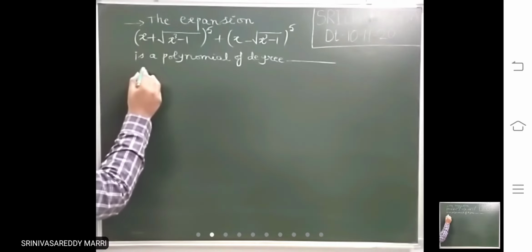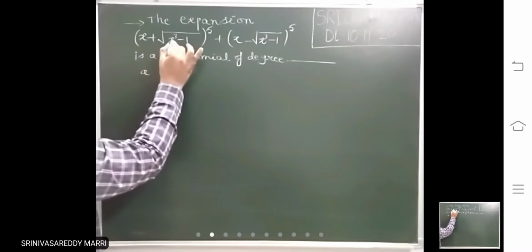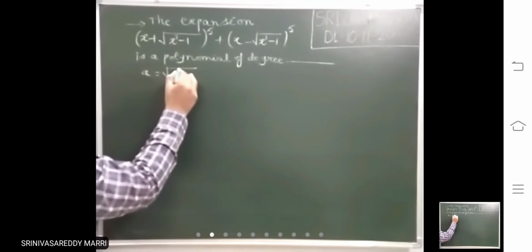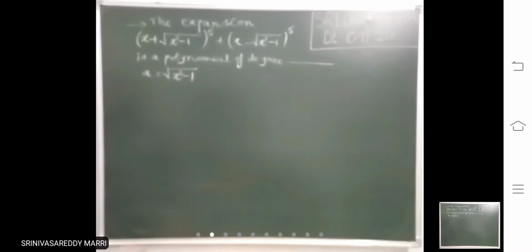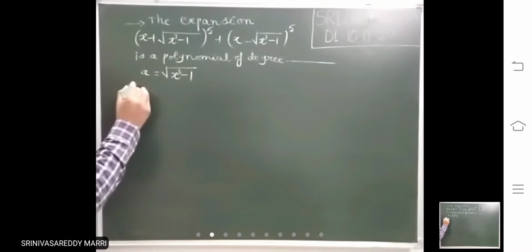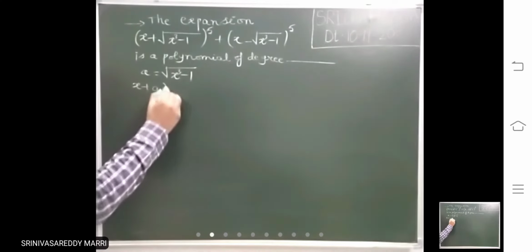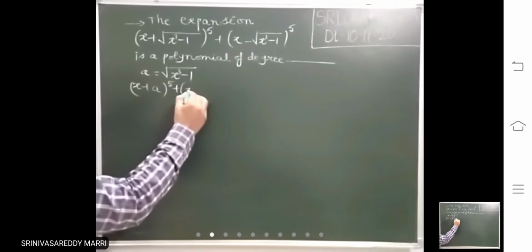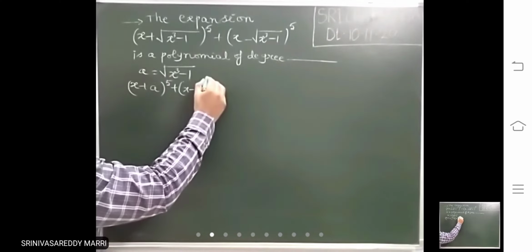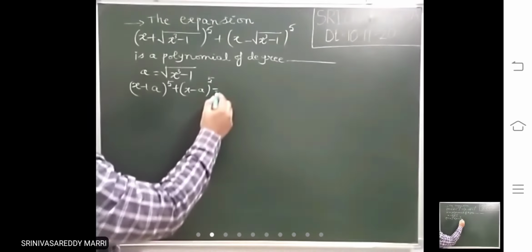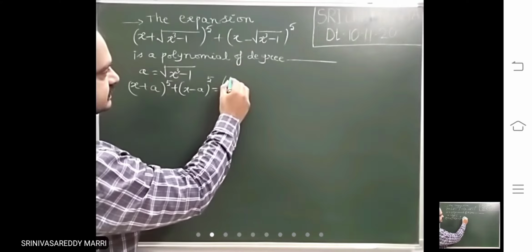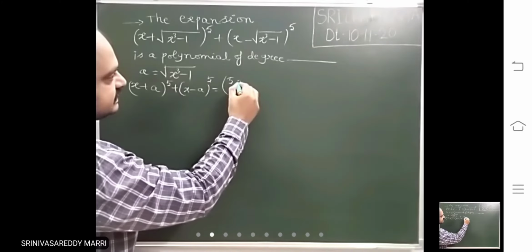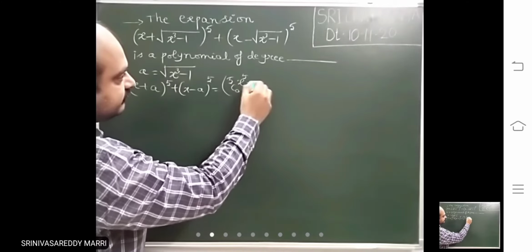For convenience, we will take A equal to root of x cube minus 1. Then you will get (x plus A) whole power 5 plus (x minus A) whole power 5. So if we expand this, the expansion is 5c0 x power 5.